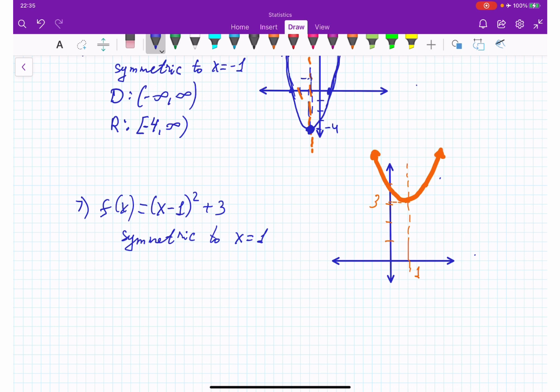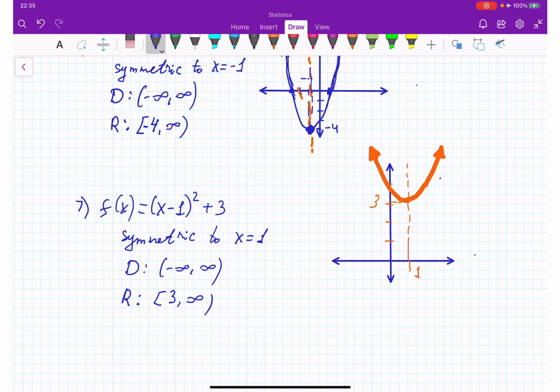Okay, domain, yet again, negative infinity to positive infinity. Domain is the value of x. Since it has arrows, and it doesn't have any interruption, it's running to infinity. And range, that's the value of y. Range is starting from the value of what? 3, right? Including 3. So 3 to infinity.